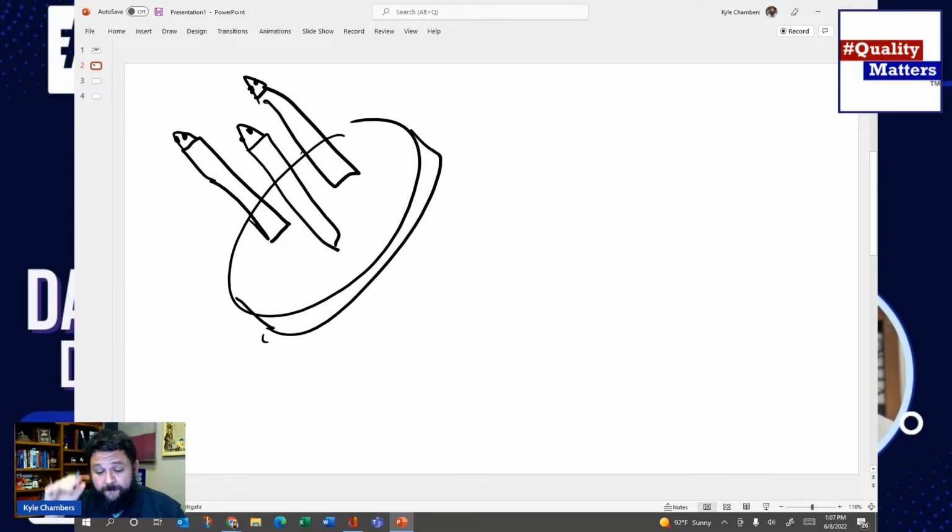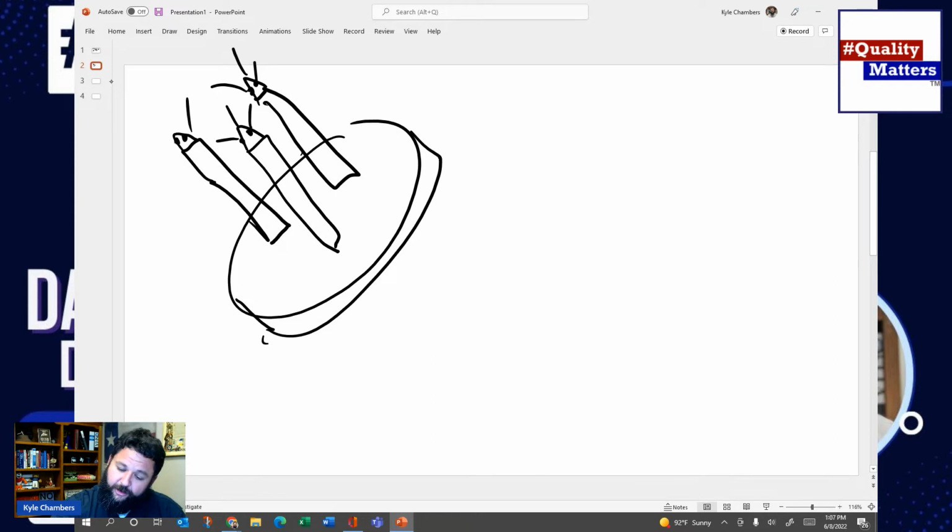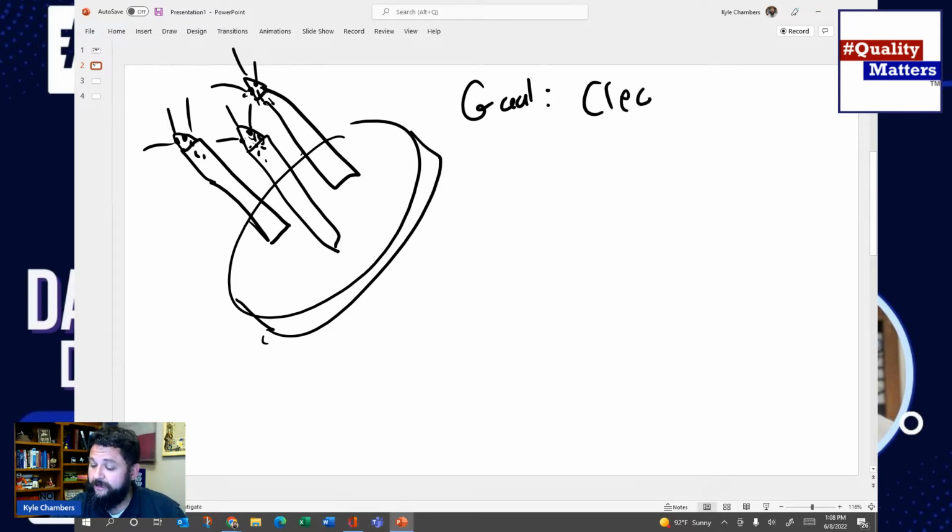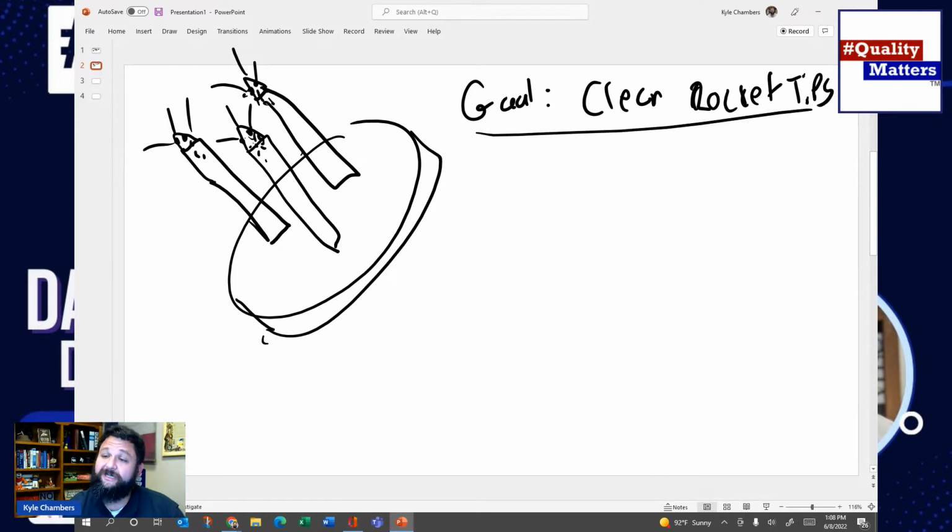So in any case, we've got these fuel nozzles here, and these are set so that you get a very particular spray pattern coming off of them. Very important to have that spray pattern for proper and efficient combustion. Well, what happens is they get all clogged up with dirt and nasty stuff in there. So our goal was to clean the rocket tips.